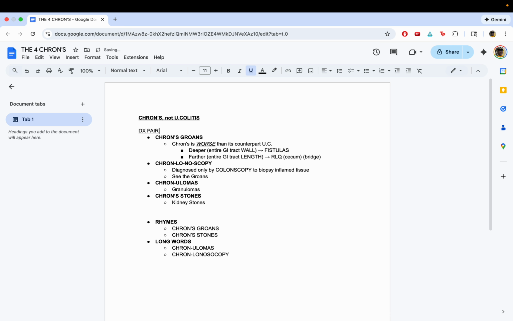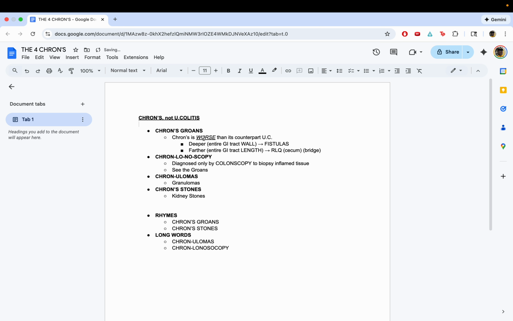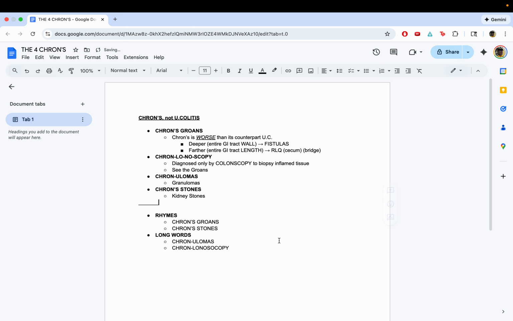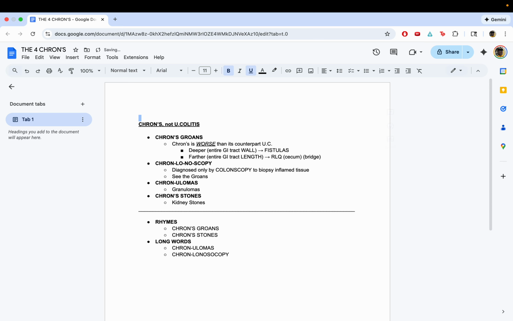So yeah, that's it. These four phrases are how I remember the unique traits of Crohn's. The whole point of learning about Crohn's is just to differentiate it from ulcerative colitis, because the two types of inflammatory bowel disease are Crohn's and ulcerative colitis. So that's it.